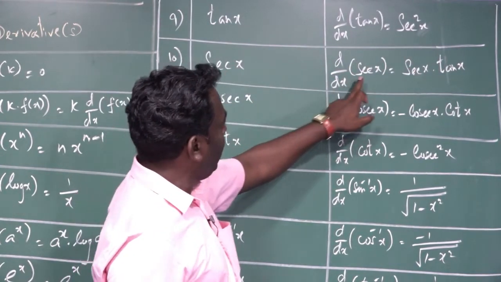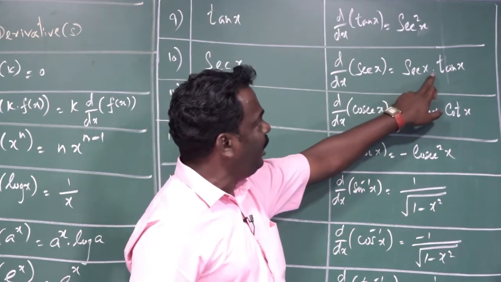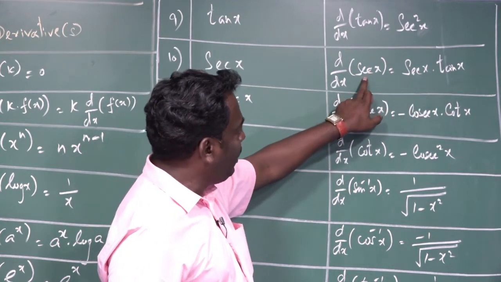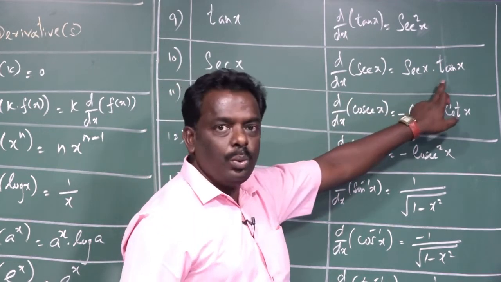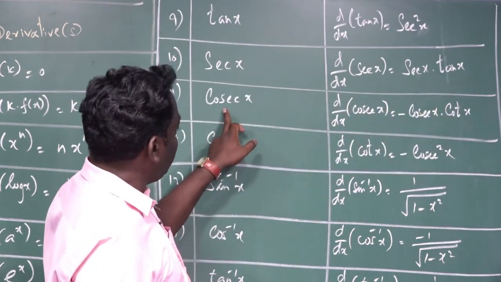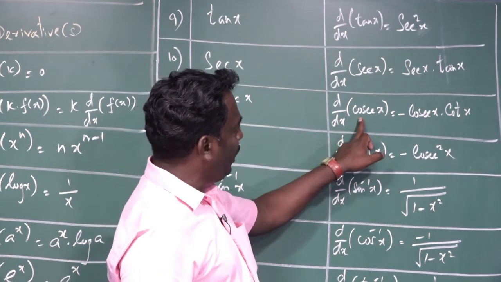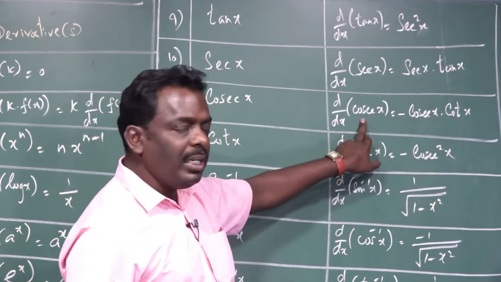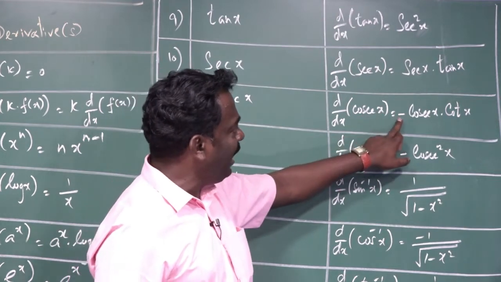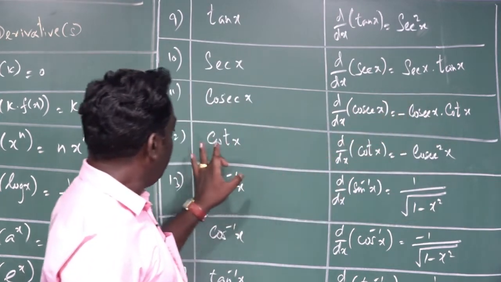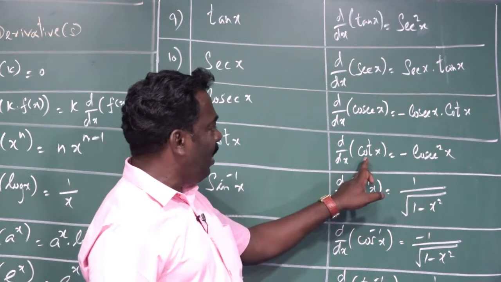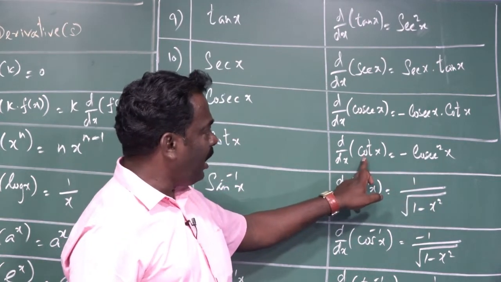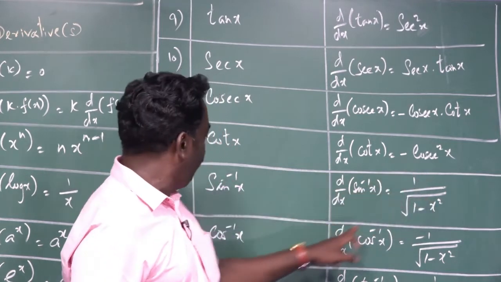Secant x: the derivative equals secant x into tan x. Next function, cosecant x: differentiation of cosecant x becomes minus cosecant x into cot x. Cot x: differentiation of cot x becomes minus cosecant square x.